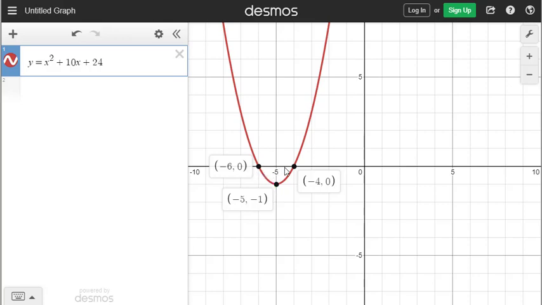Then the zeros are where it crosses the x-axis, negative 6, 0, negative 4, 0. So when I have integer solutions, the zeros and the vertex are great on Desmos. It's when I get decimals that I'm probably going to have to go back and use something like the quadratic formula to help me figure out those zeros, or actually use the algebraic forms to find the vertex.